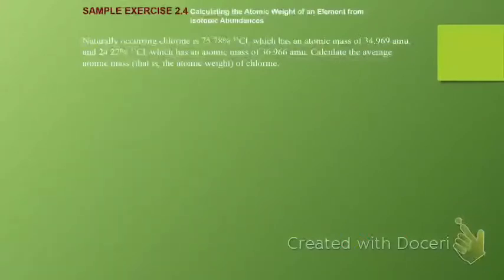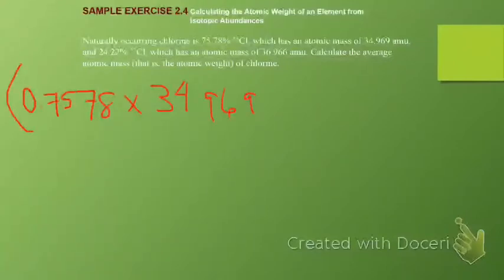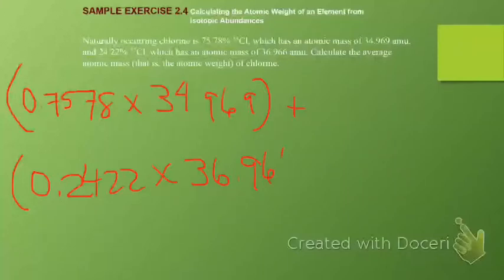Since percent is the same thing as saying a decimal, we take 0.7578 times 34.969, plus 0.2422 times the one for 37, which is 36.966 AMU. What will that equal?